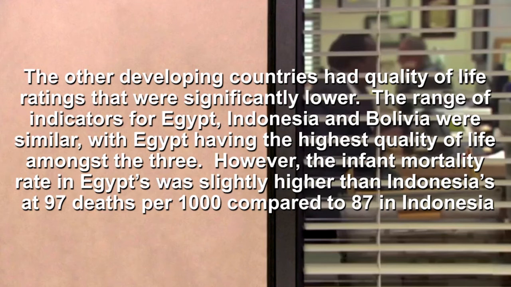The range of indicators for Egypt, Indonesia, and Bolivia were similar, with Egypt having the highest quality of life among the three. However, the infant mortality rate in Egypt was slightly higher than Indonesia at 97 deaths per 1,000 compared to 87 in Indonesia.